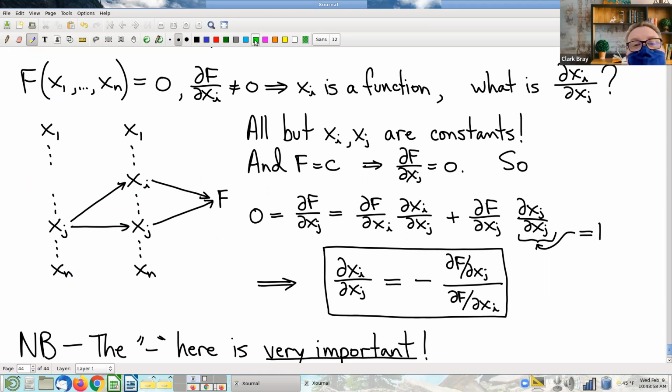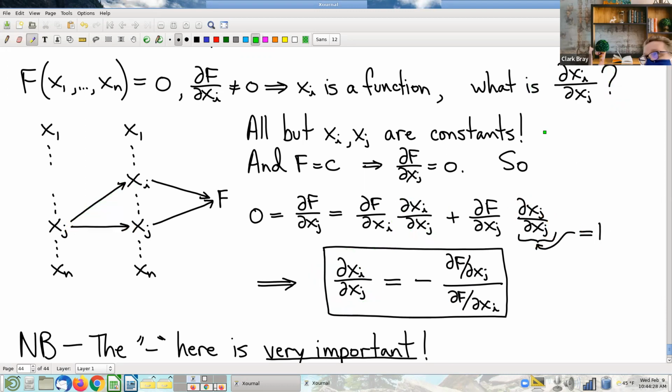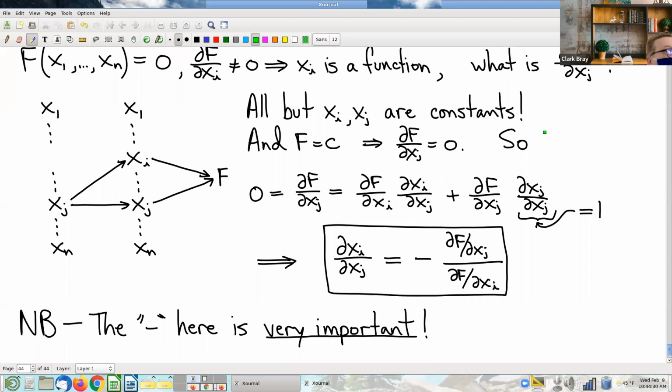Okay, so this is what we're interested in, right? This one is 1 because xj is xj, and this, the partial of x with respect to x, is always 1. And so we can solve for the one that we're interested in. The answer is that it's this formula here. And there you go. The beautiful thing is that now that we've made this argument, you can just use this result.